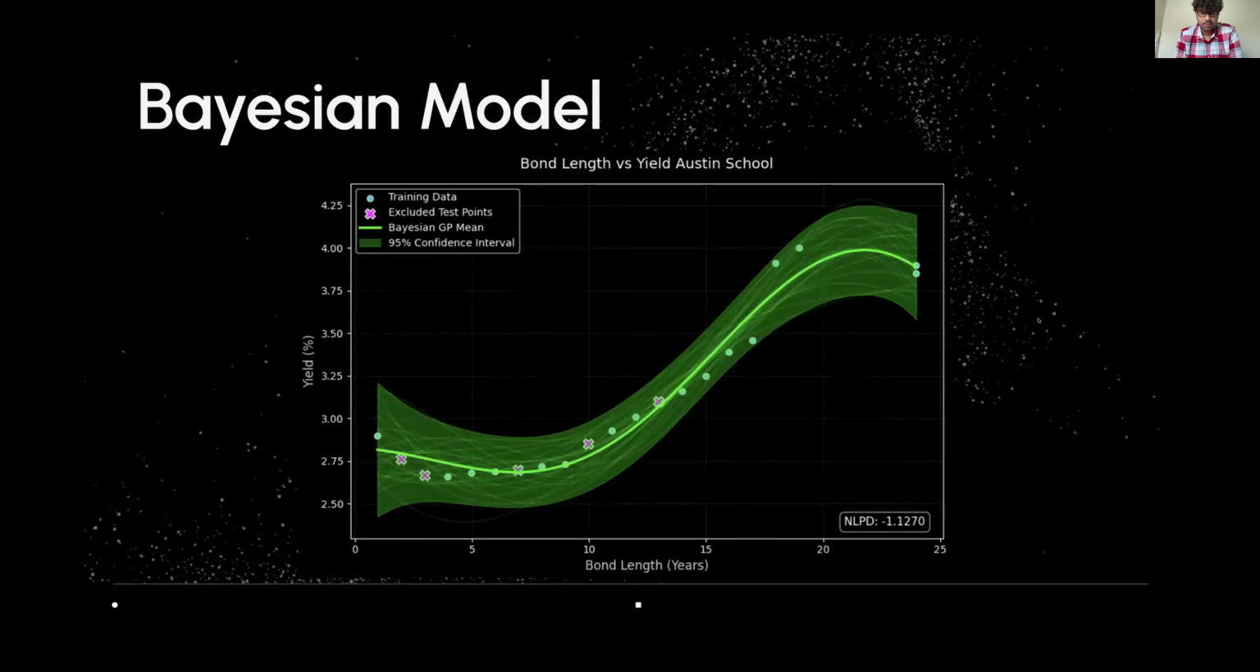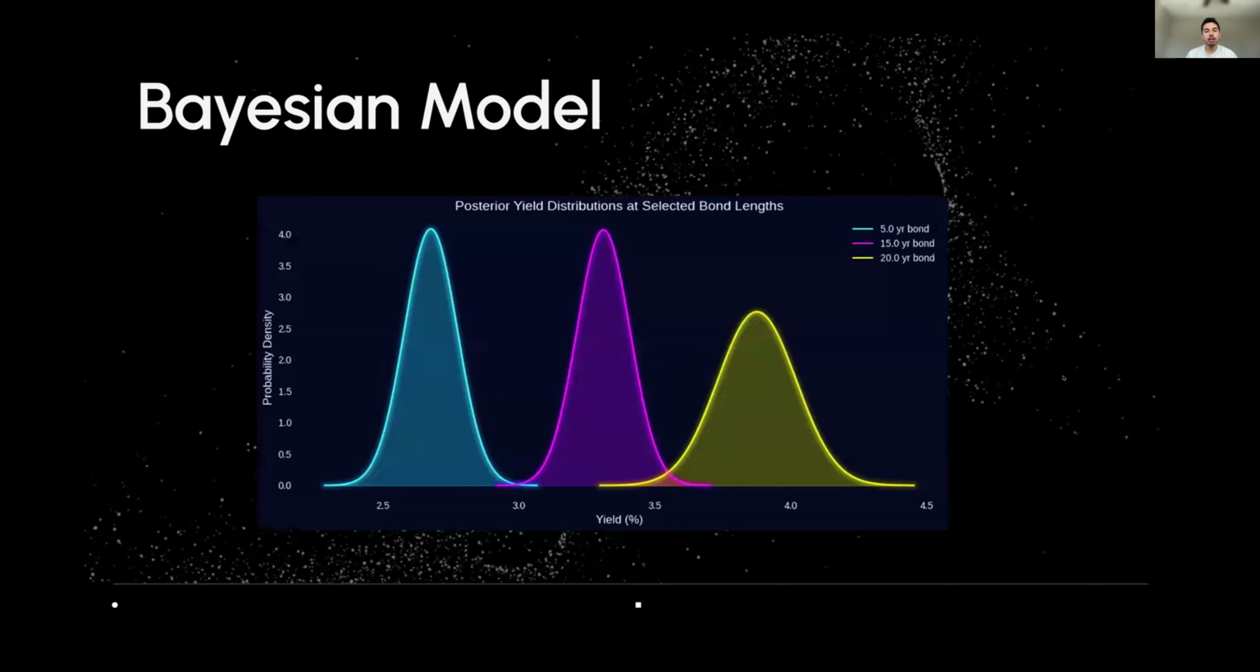Then this is the bond length versus yield for the Austin Independent School District, gradually increasing at the beginning, but gradually decreasing, showing similar trends with the affordable housing bond. And this was another data visualization we did. This shows the posterior yield distributions at selected bond lengths for the Austin Independent School District bonds. The one on the left is for 5 years, the middle one is 15, and the last one is 20. It shows us, for different bond lengths, how the variability, like the standard deviation, increases or decreases, and the uncertainty surrounding it.